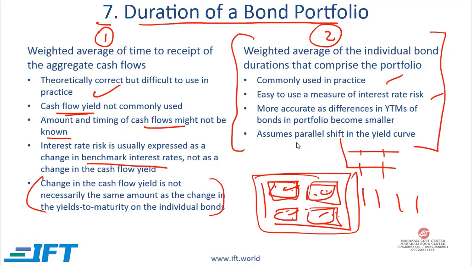Also, this method assumes a parallel shift in the yield curve. In other words, it assumes that if you have a given yield curve and there is a change in interest rates, then the change in interest rate is the same across different maturities.